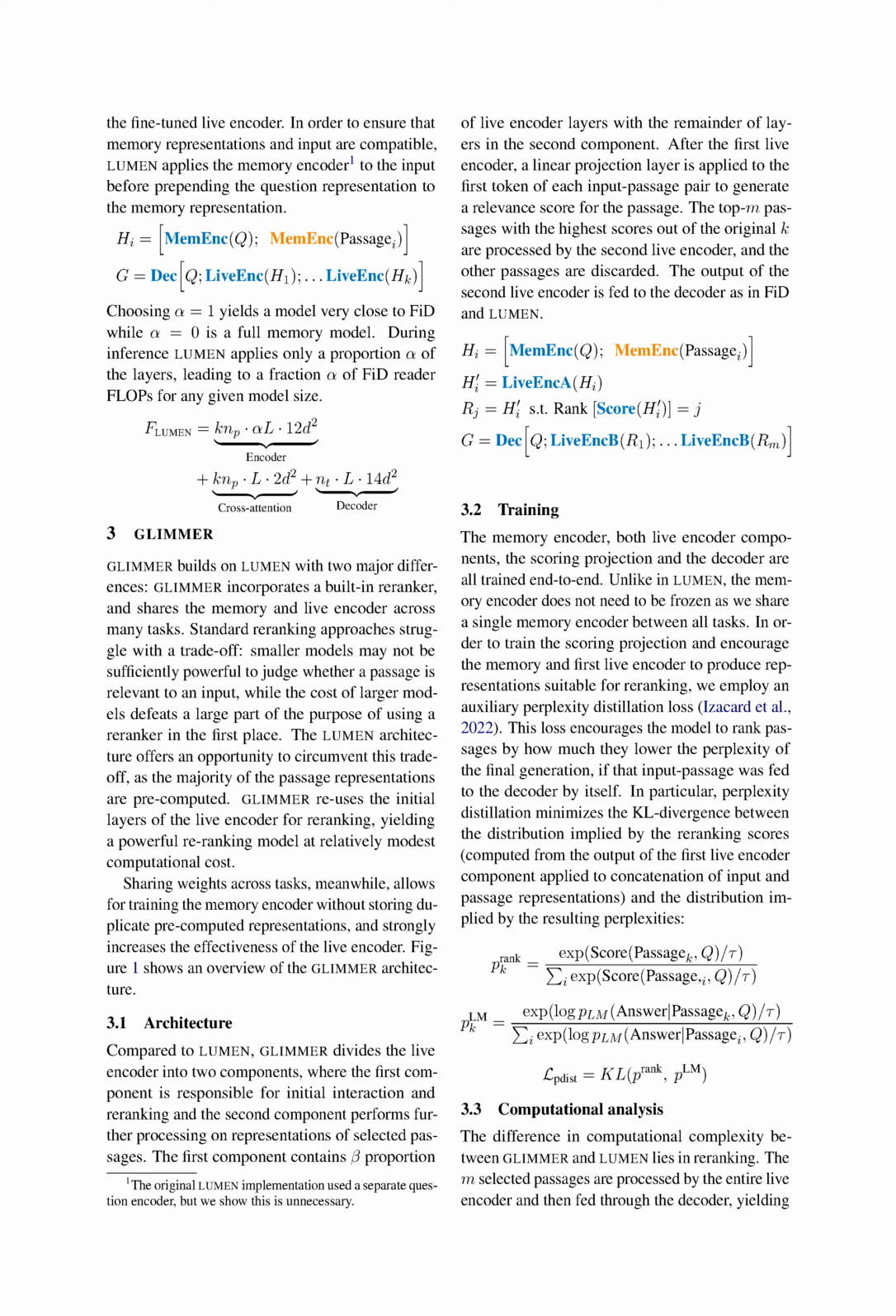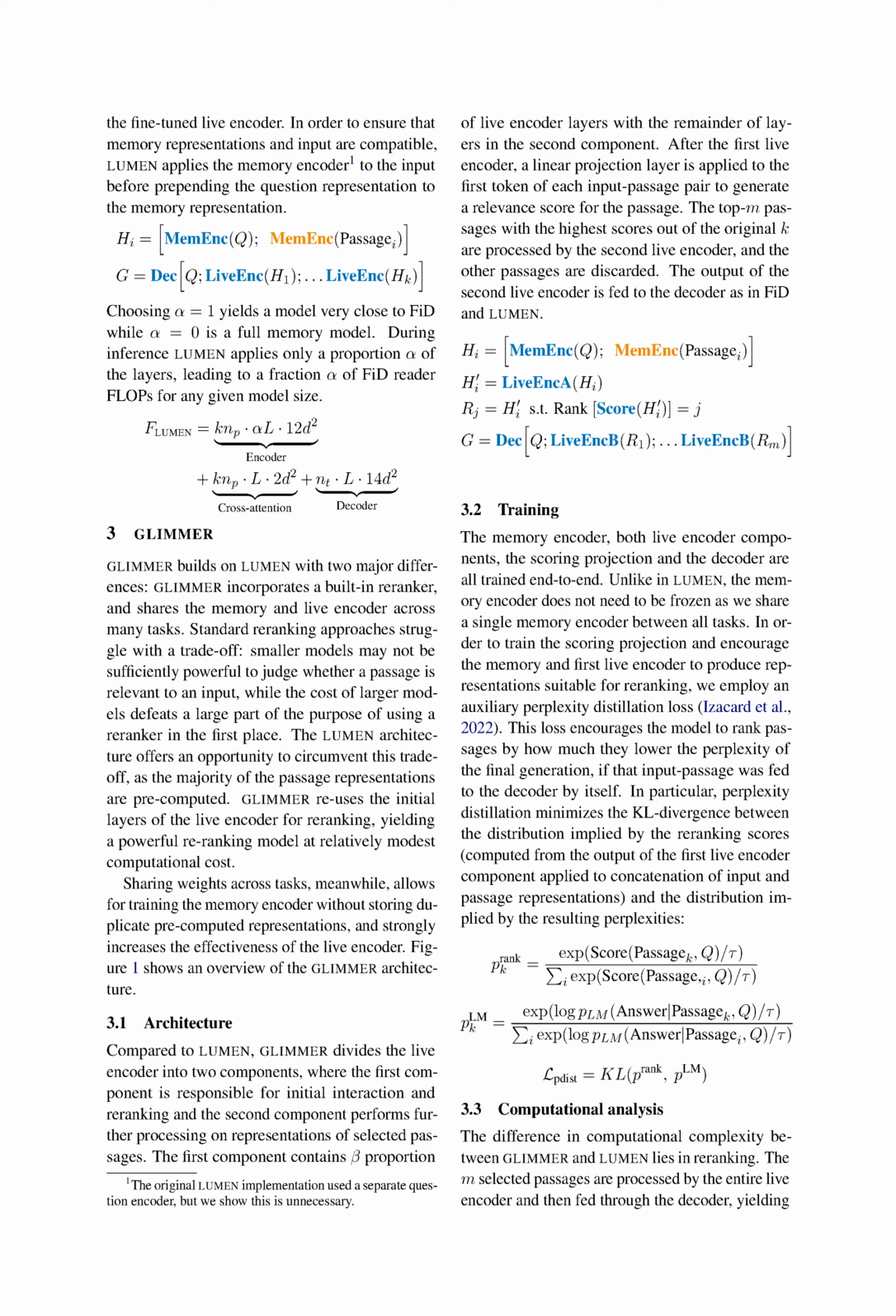The first component is responsible for the initial interaction and reranking, while the second component further processes the representations of selected passages. A portion of the live encoder's layers, represented by beta, is in the first component. The remainder is in the second component. After the first live encoder, a linear projection layer is applied to the first token of each input passage pair to generate a score reflecting the relevance of the passage.